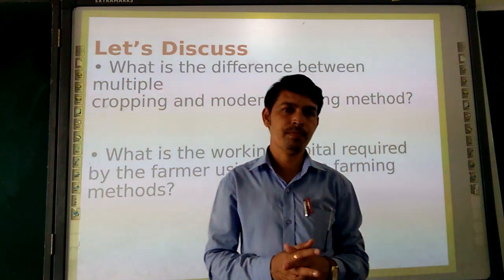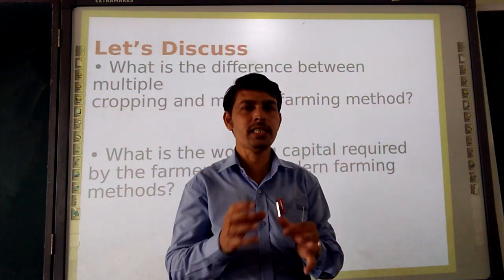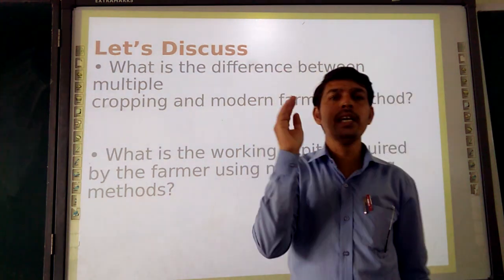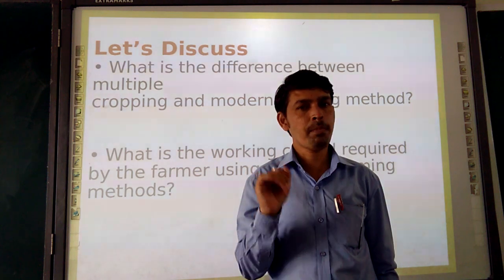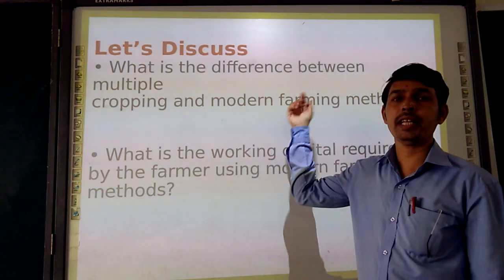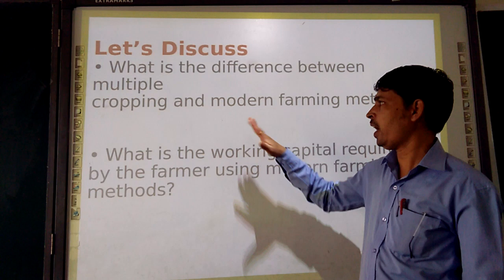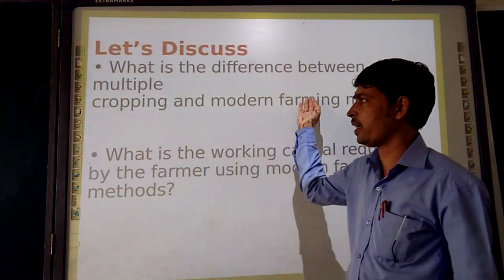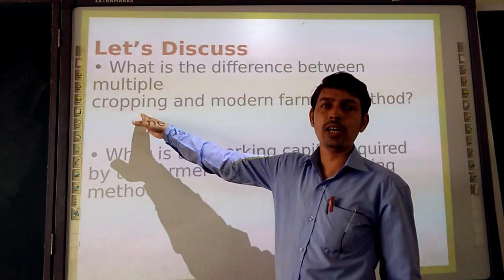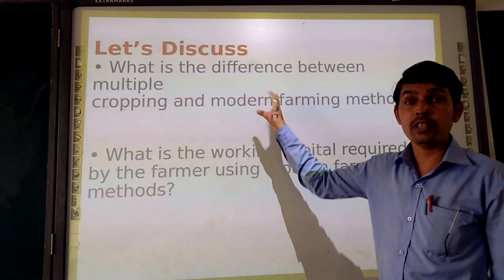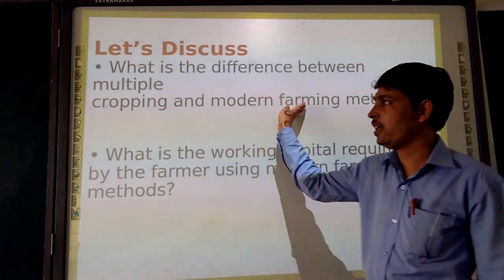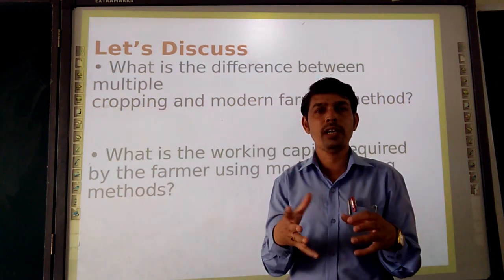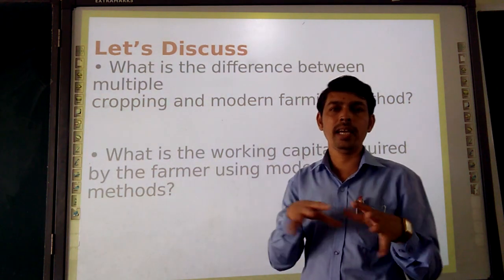That is multiple cropping. In that they are using the traditional seeds and all. But in the modern farming method, they are using HYV seeds. Plus their irrigation system is strong. They are using insecticides, pesticides and other fertilizer. So the difference between multiple cropping and modern farming is that one is traditional in nature and the other is modern in nature. The modern farming methods are adopted here, and in that only the mixed cropping is done to gain more production on a single land in the same duration.